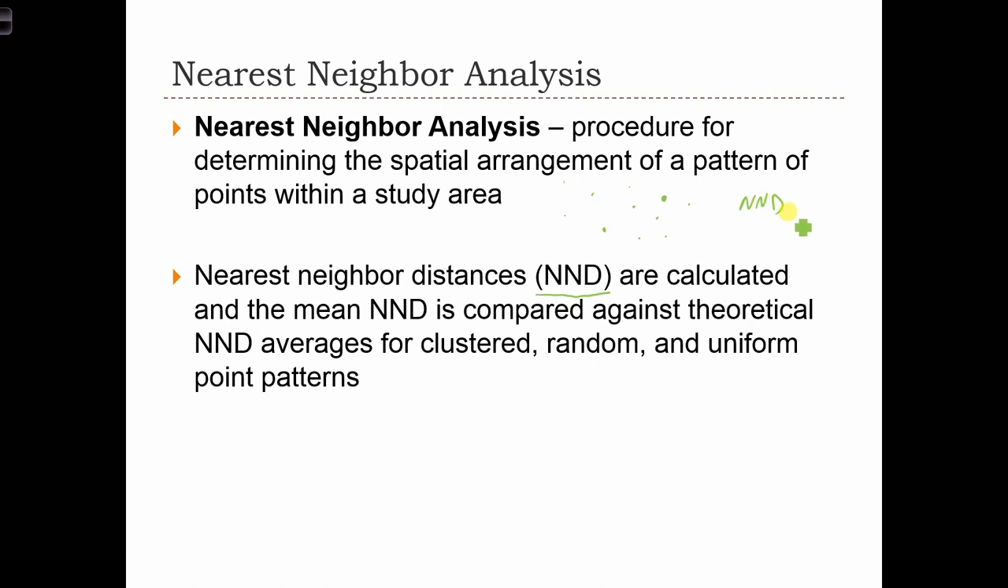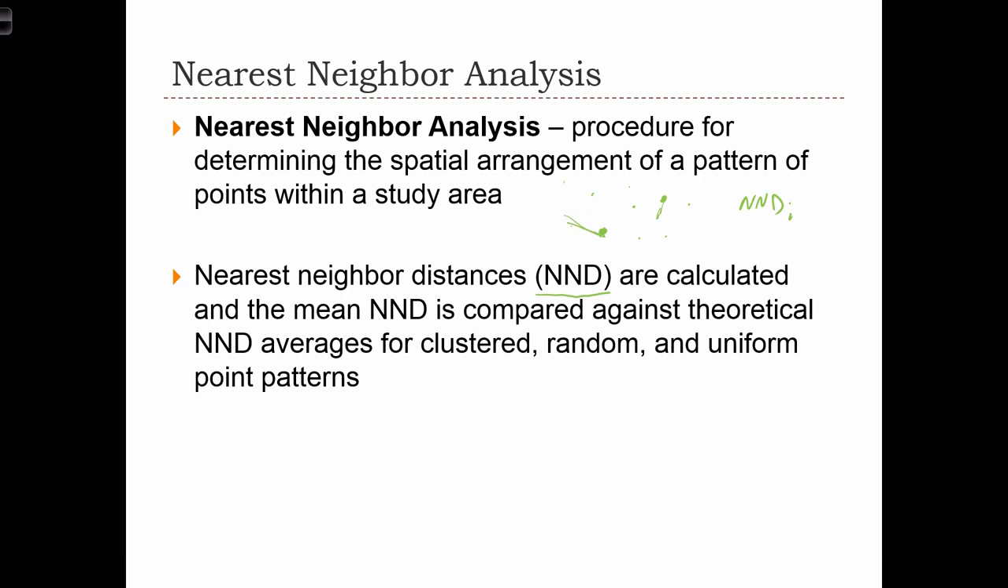Say the points are indexed i. So for point 1, we find the closest neighboring point and calculate its distance, and that's NND1. For point 2, say this is point 2, we find its closest neighbor. Maybe it's this one over here. We calculate that distance, and that's NND2.